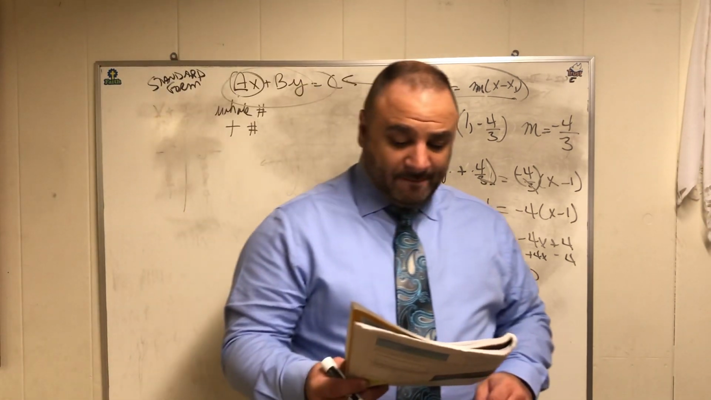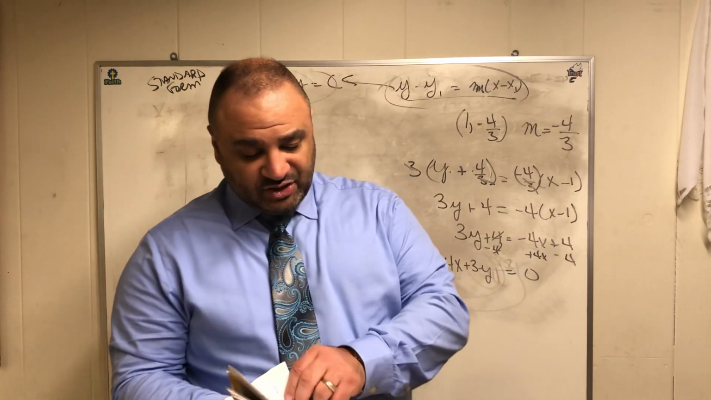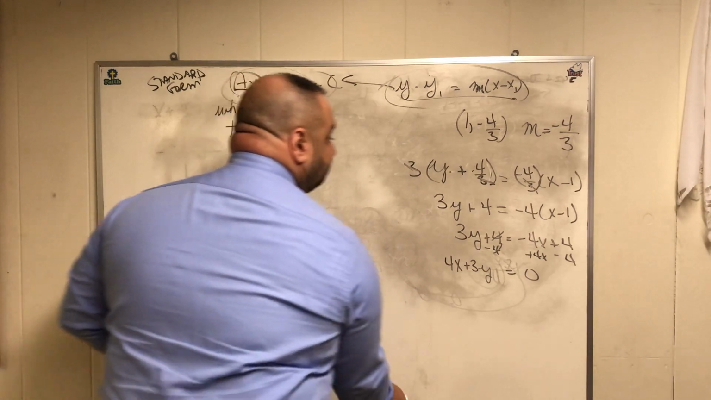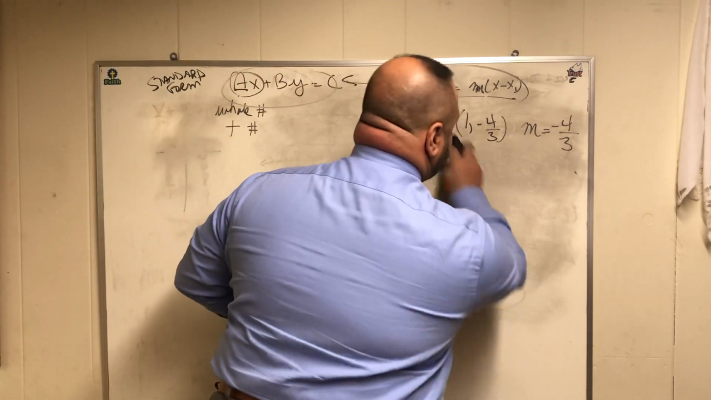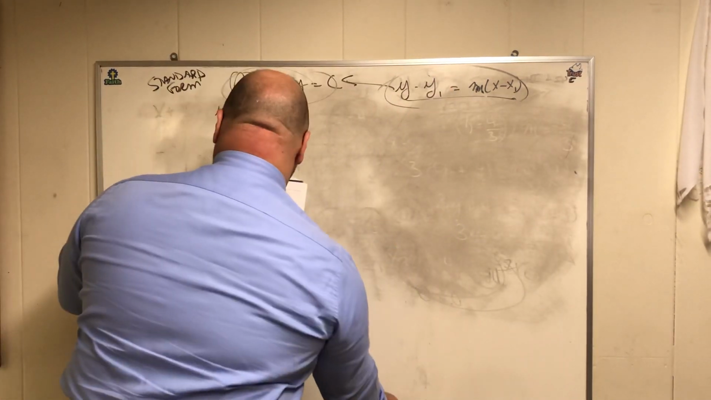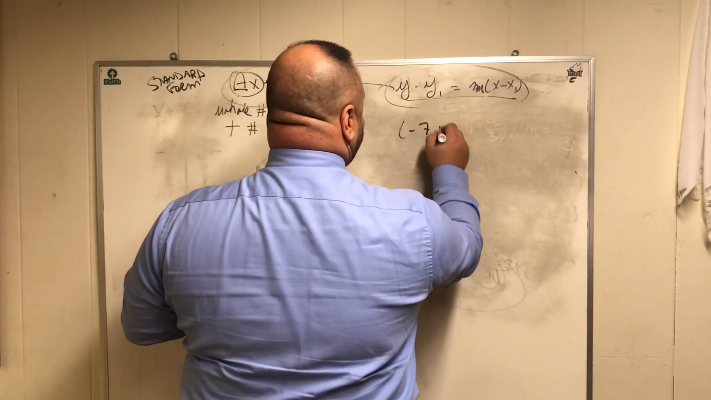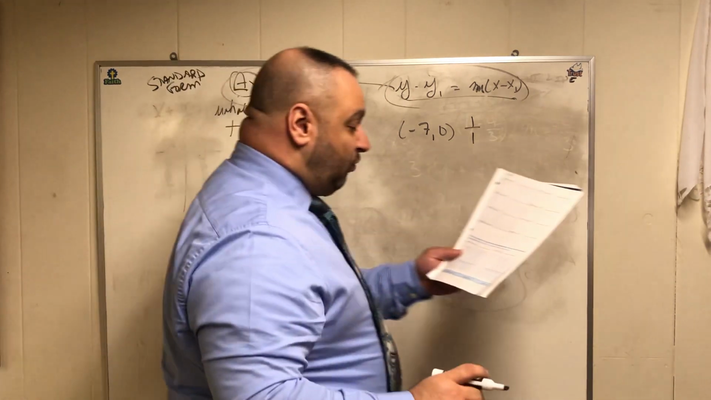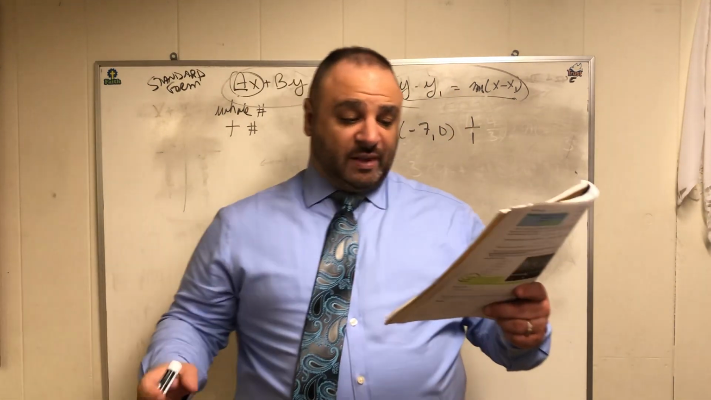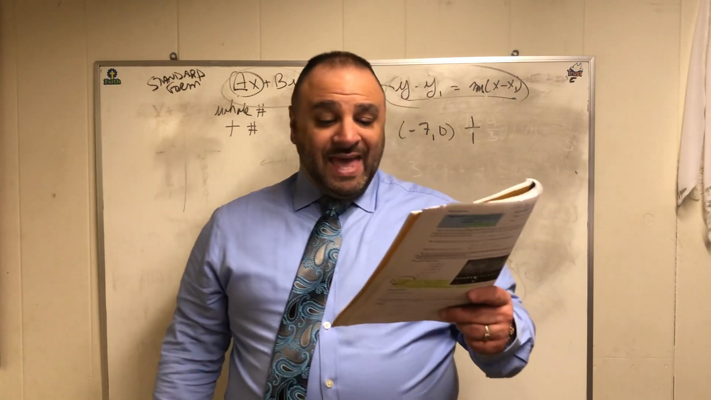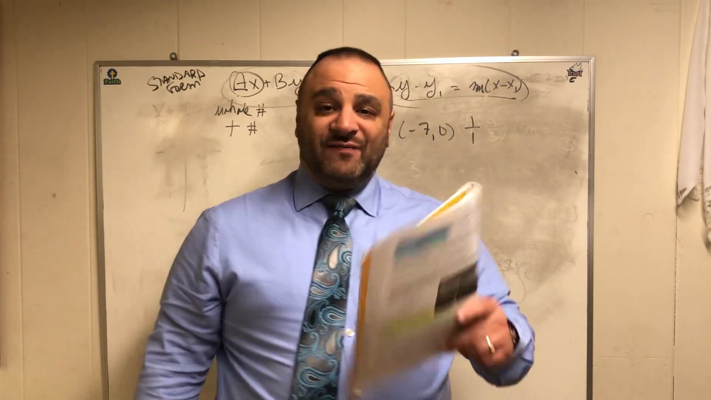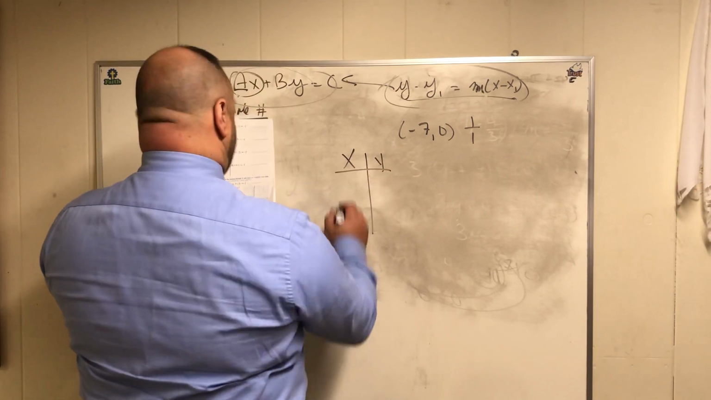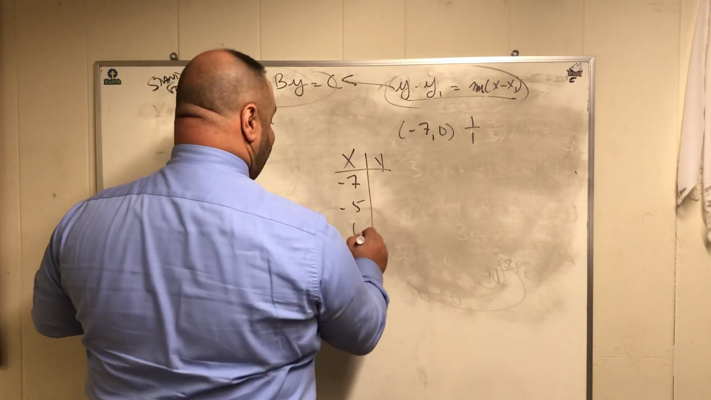All right, very good there. Let's do one more here. Let's do number 10, the bottom of page number 22. We have -7, 0, and we have 1, which is our slope. We want to write the standard form of the equation for each line passing through P with slope m. Complete each table and then graph the line. So we have -7, -5, and 0.